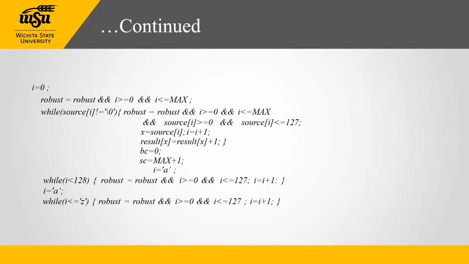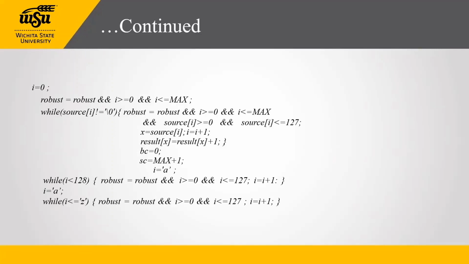This whole expression will again be assigned within the while loop, such as while source of I not equal to null. And in the while loop, we assign the expression robust and I greater than or equal to 0 and I less than or equal to max, and source of I greater than or equal to 0 and source of I less than or equal to 127 to the robust variable. And then the x variable is assigned to source of I, and the result will be created in an array.